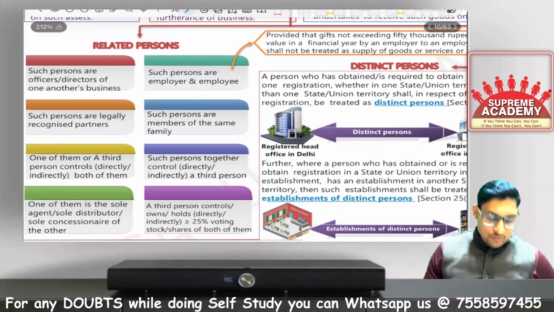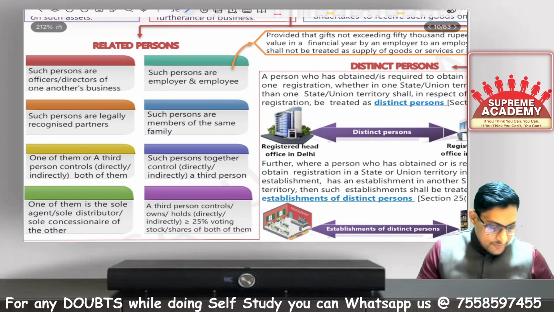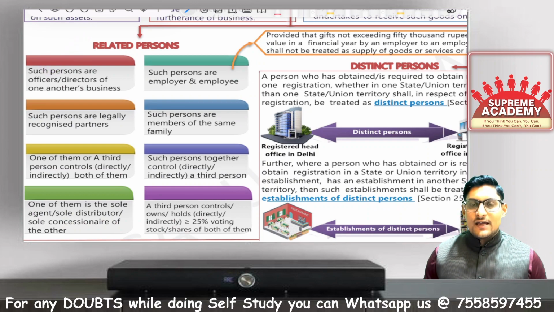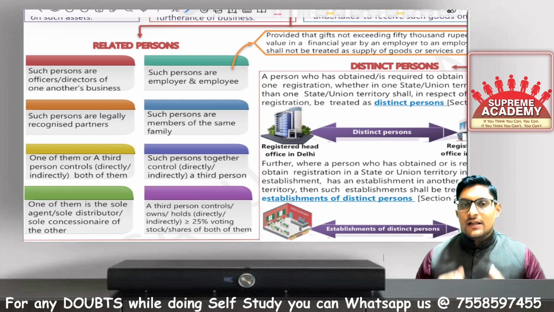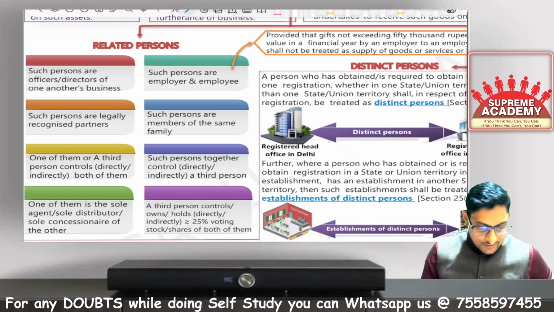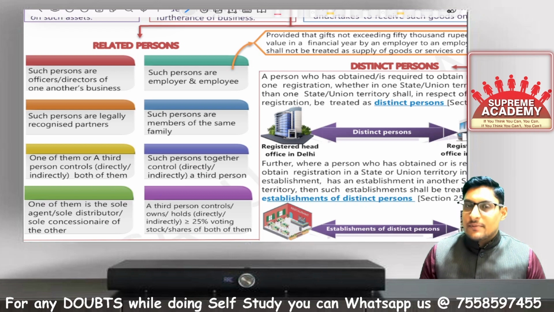Related person. Who are the related persons under GST? Related persons means such persons who are officers or directors of one another's business. Say the two directors of the same company, these are related persons. Or say one director here and another director there, but the companies are related, so the directors will be related. Employer and employee, these are also related persons.